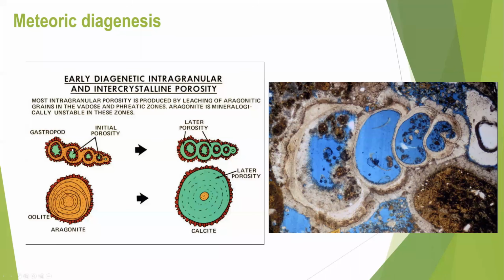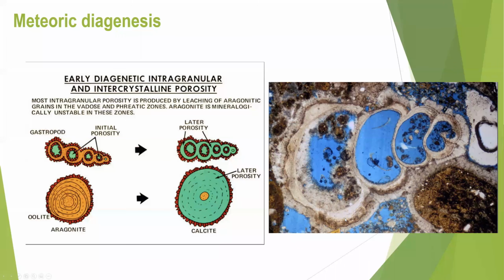Okay, again, in meteoric diagenesis, because of the rainfall, we have acidic water and some sort of leaching. You can see this gastropod. Most of the internal part of this gastropod was leached by water, so we have porosity here, and also some aragonite cement at the edge of this aragonite.